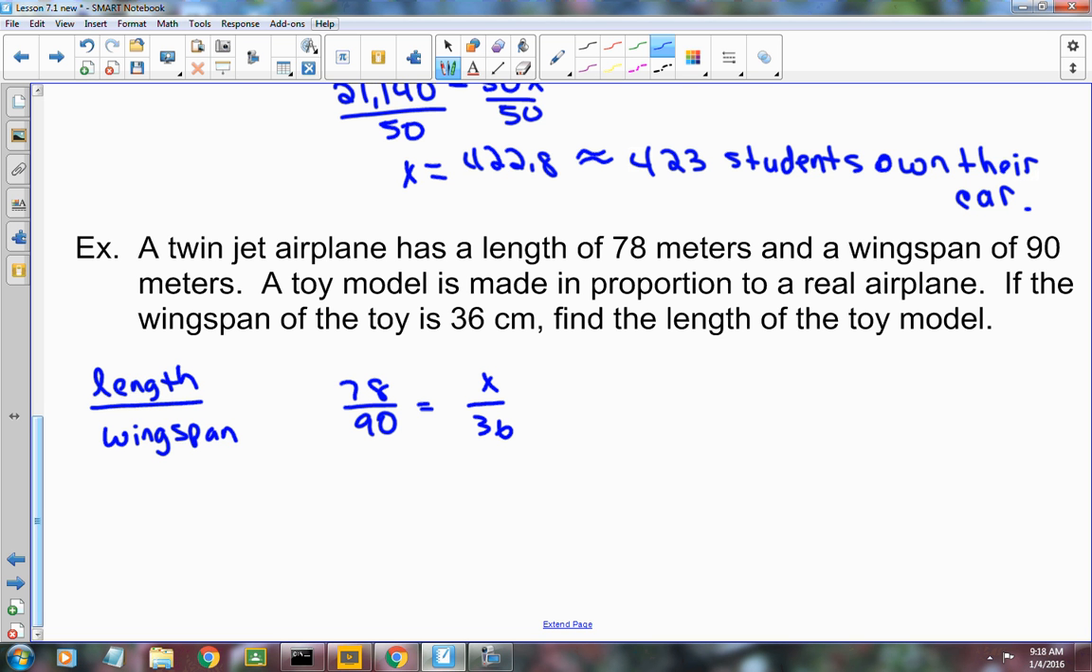Okay, well, we can cross multiply here. We're going to come back and talk about something in just a second. But if we cross multiply, we end up with 2,808 equals 90x. And we're going to divide both sides by 90. And we end up with 31.2 centimeters.